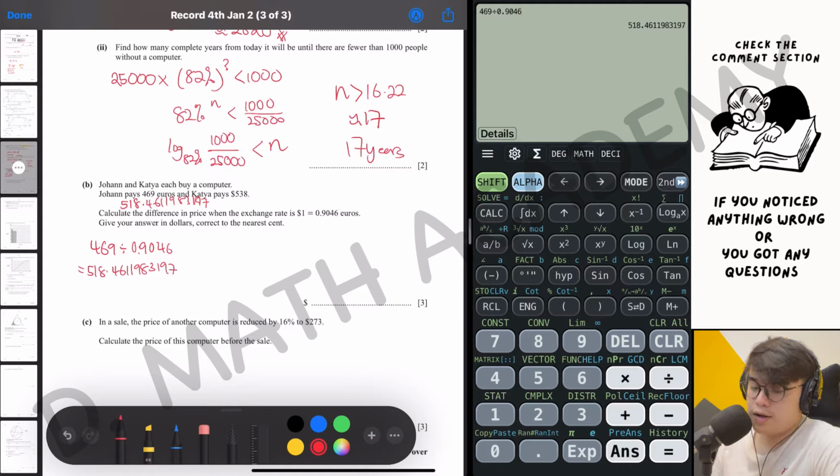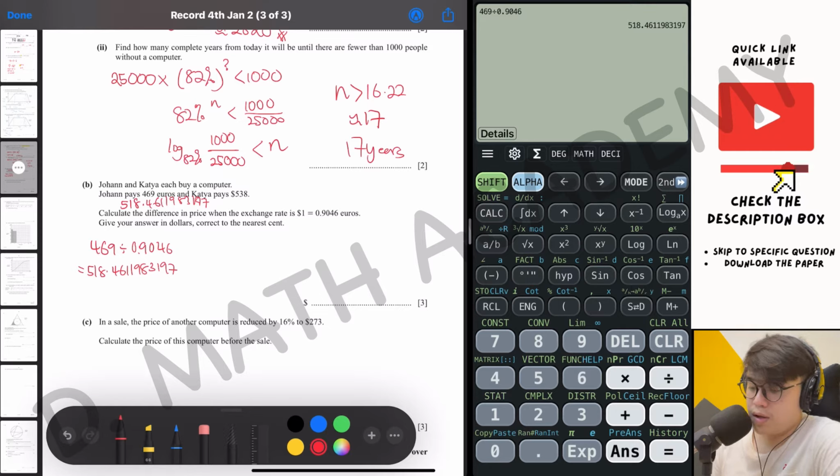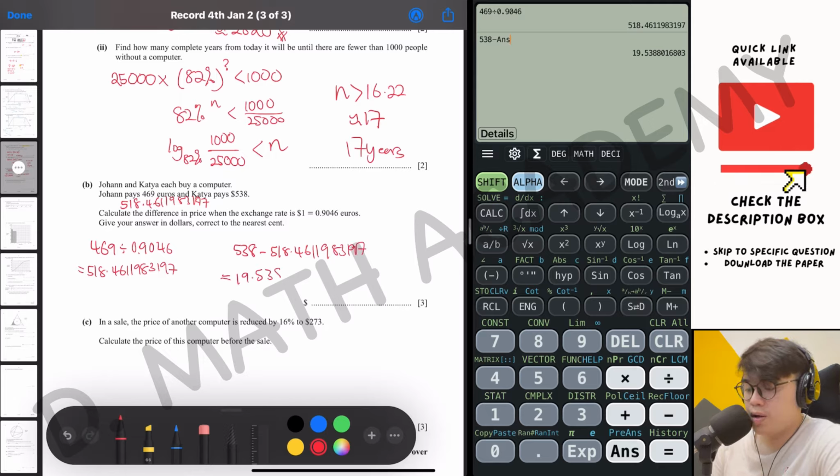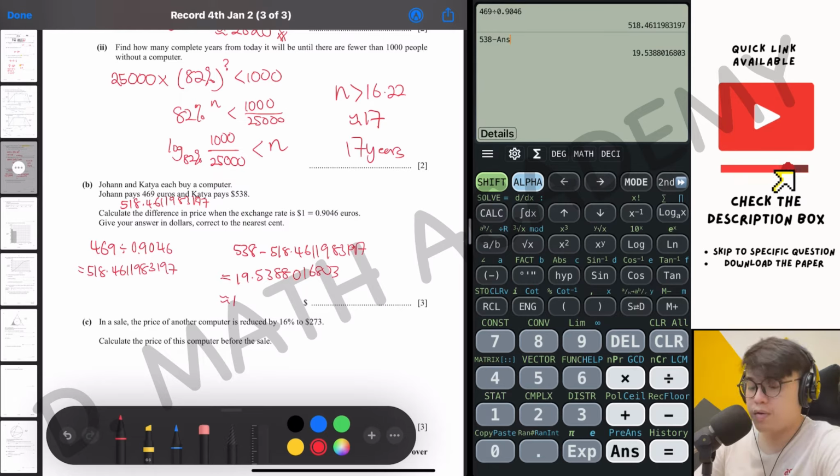And then they wanted the difference, so you take 538 minus the answer. You will get 19.5388016803. They wanted the result to the nearest cent, so it will make it 19.54. That will be my final answer for this part B.